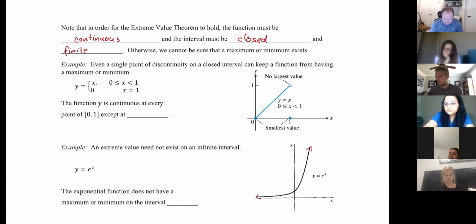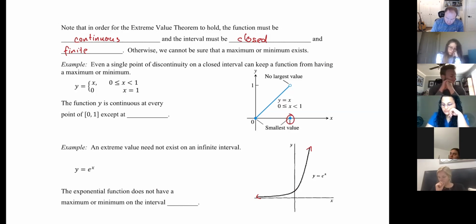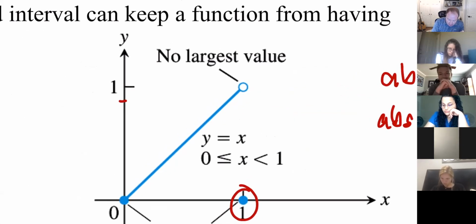So if we look at this first example, we have a point of discontinuity here at x equals 1. So notice, what is the absolute minimum? Does anyone think they know? 0? Yeah, it's 0. Because the smallest y value is right here. Well, what is the absolute maximum? 0.9. And then you may be thinking, oh, is it 0.9?